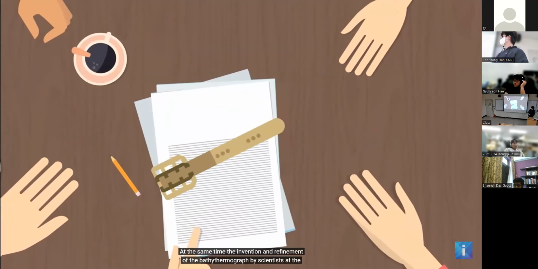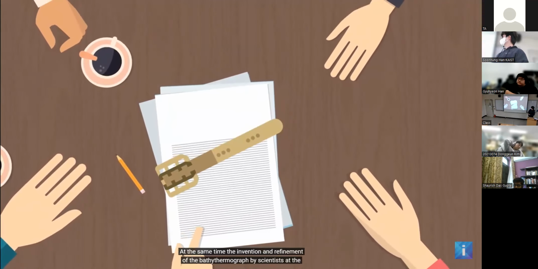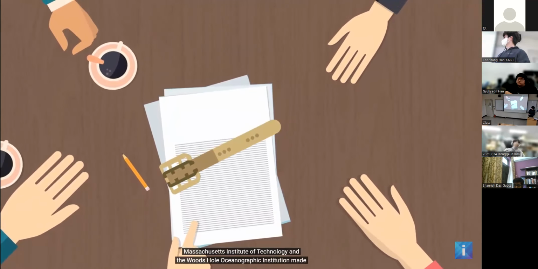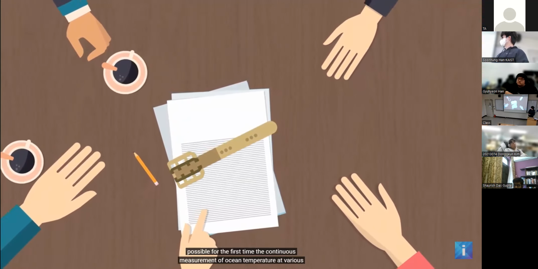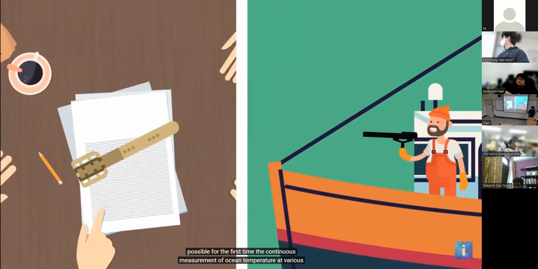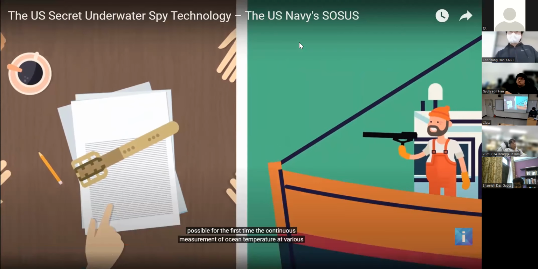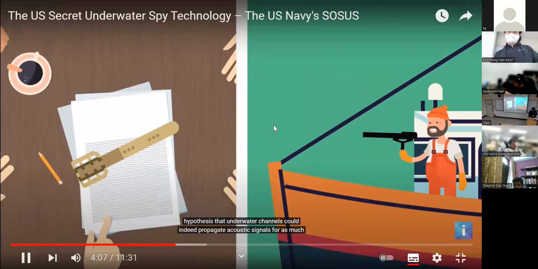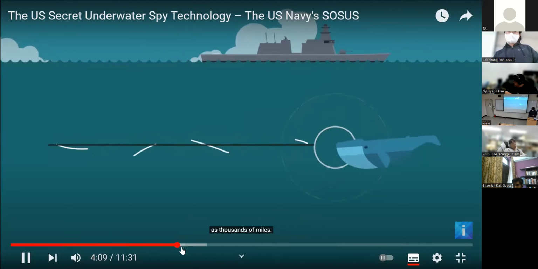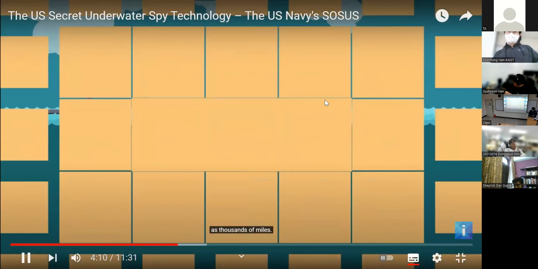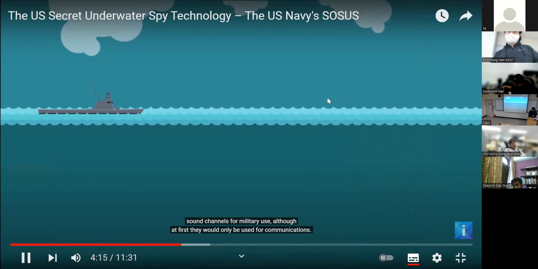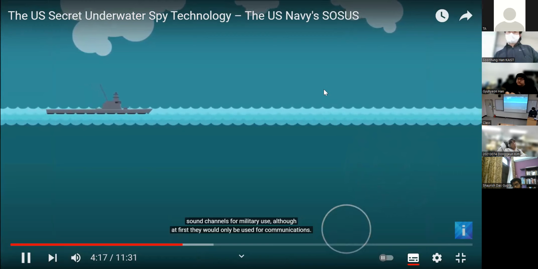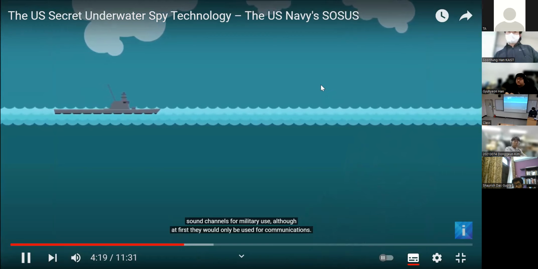At the same time, the invention and refinement of the bathythermograph by scientists at the Massachusetts Institute of Technology and the Woods Hole Oceanographic Institution made possible for the first time the continuous measurement of ocean temperature at various depths, and more importantly, acoustic signals for as much as thousands of miles. Wasting no time, the Navy immediately authorized a slew of tests for developing these deep sound channels for military use, although at first they would only be used for communications.